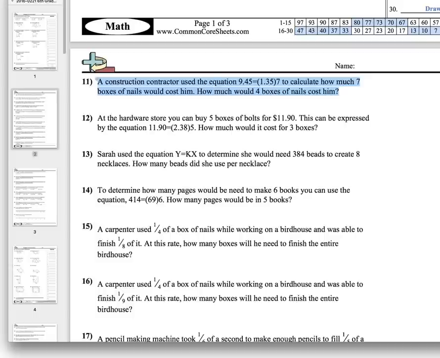So this one's really simple, but I just wanted to make sure you at least got this. If the construction worker used 945 equals 135 times 7, for number 11, and he's writing 945 equals 135 and 7 to calculate for 7 boxes of nails, well, quite obviously, if we want to figure out for 4 boxes, we just use the same logic.